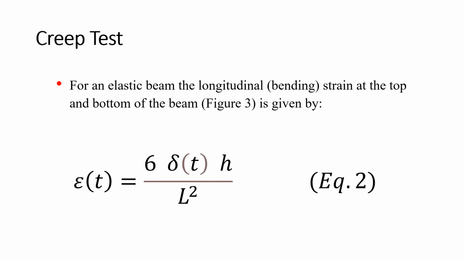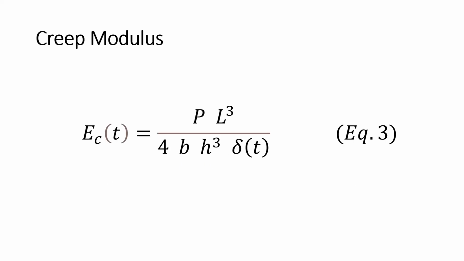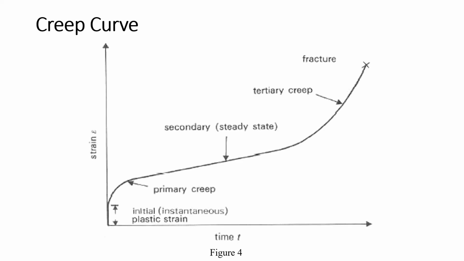For an elastic beam, the longitudinal strain at the top and the bottom of the beam is given by the equation that we have here: epsilon(t) = 6 delta(t) H over L squared, where epsilon is the longitudinal bending strain in the upper and lower faces of the beam as a function of time, and delta is the deflection of the beam as a function of time as well. In this case, the units are in millimeters. The creep modulus represents the modulus of a material at a given stress level and temperature over a specified period of time. Dividing the stress by the strain and expressing the deflection and the modulus as time-dependent variables gives a time-dependent creep modulus.